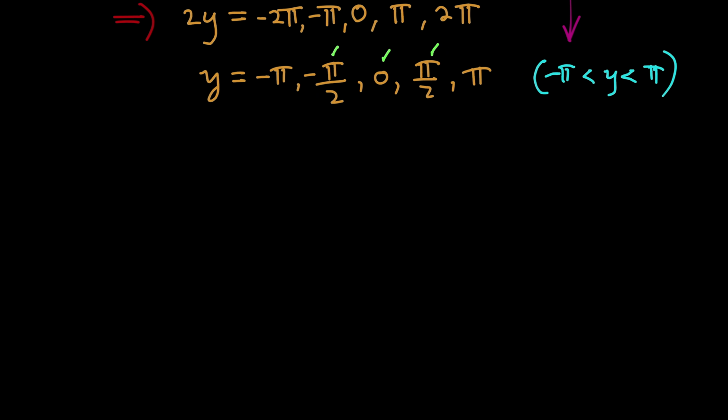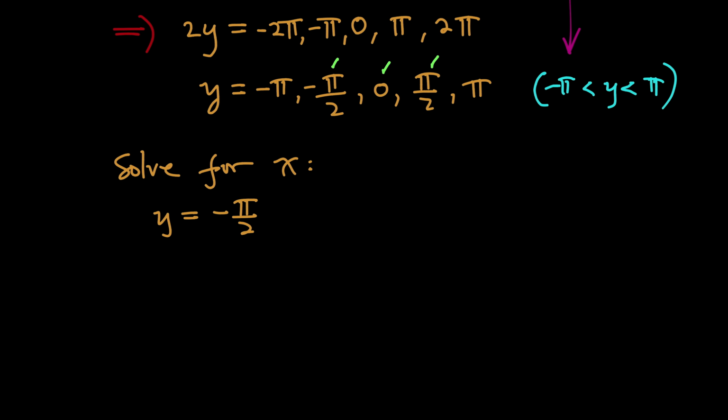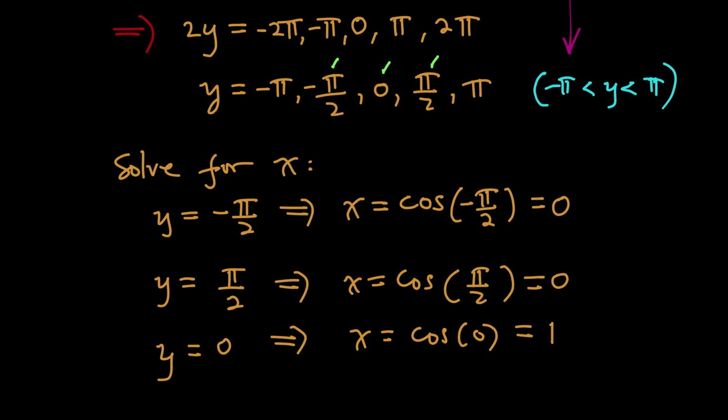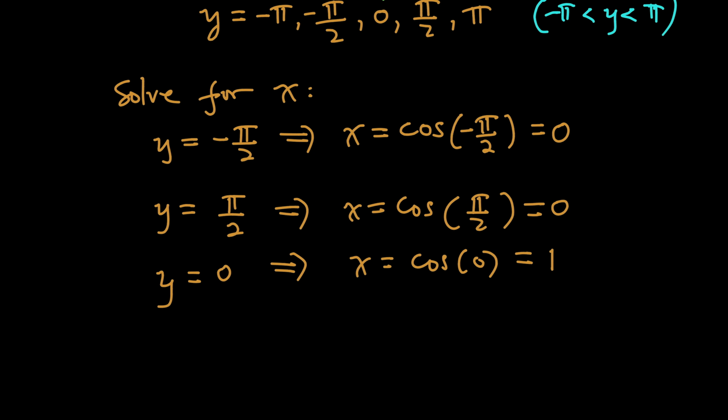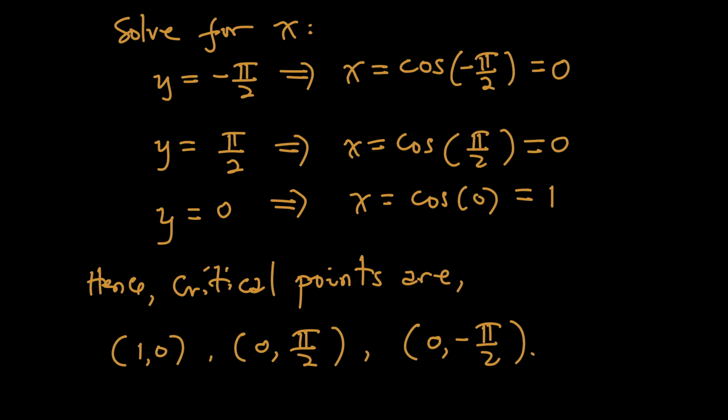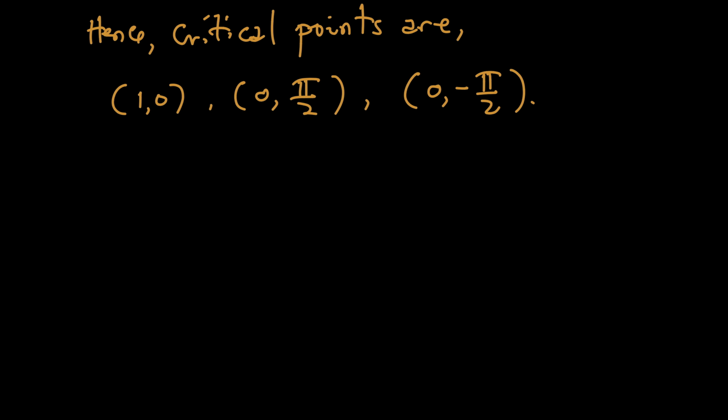Now, we solve for x using equation 1. So here, for y equals negative pi over 2, we have x equal to cosine of y, and this one gives us 0. For y equal to pi over 2, we have this value, and notice that this is also 0. And if y is equal to 0, we have x equal to cosine of 0, which is equal to 1. And therefore, we have the following critical points. Then our next step is to use the second partial derivative test.